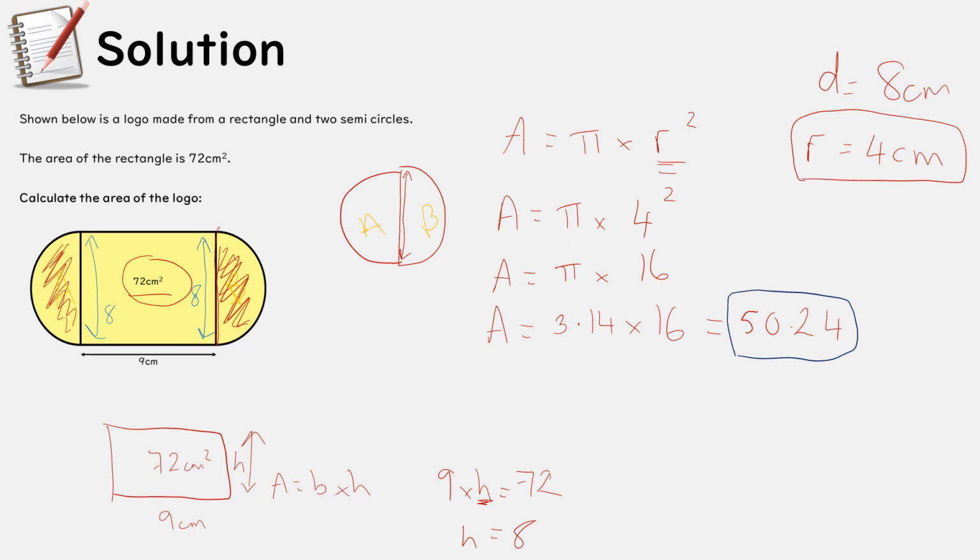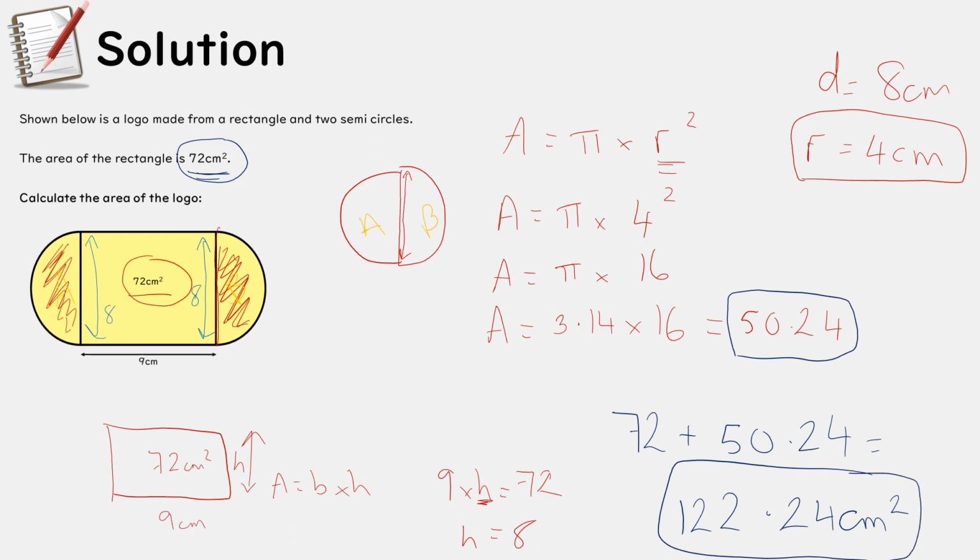They told us at the start of the question that the rectangle was 72. We need to find the area of the whole logo. So all I need to do is the 72, which was the rectangle, add the two half circles, add those together to get our answer. So 122.24, and remember it's area, so centimetres squared. Really well done if you got that. That's quite tricky.